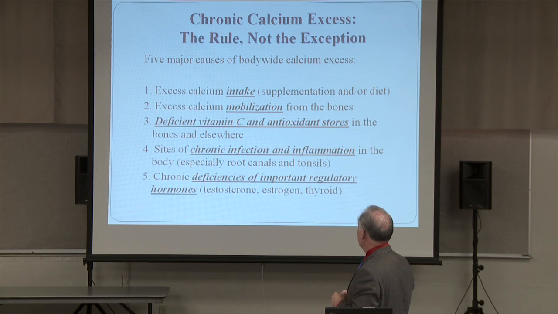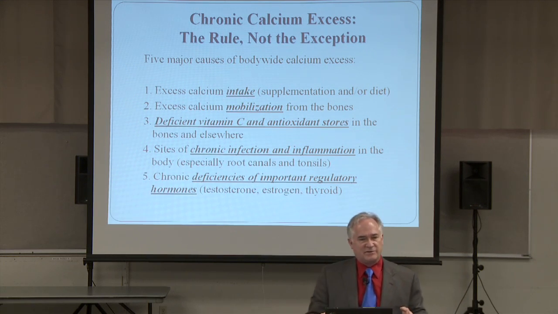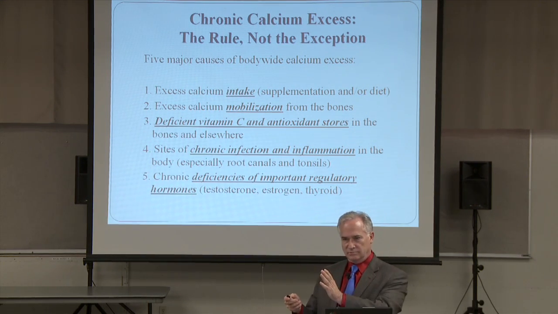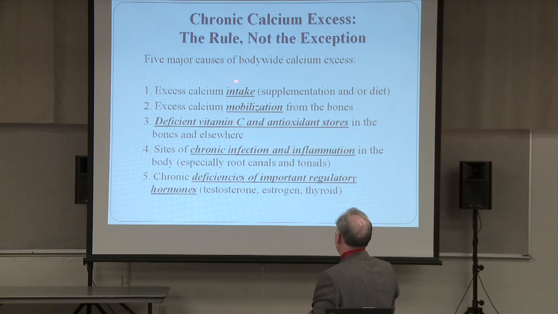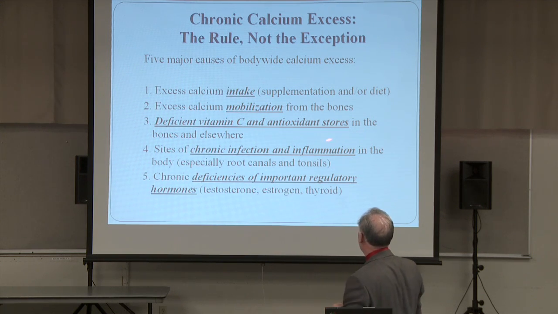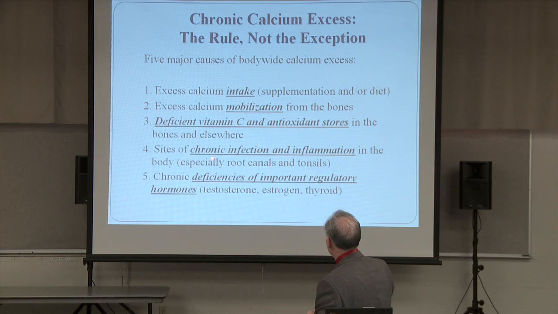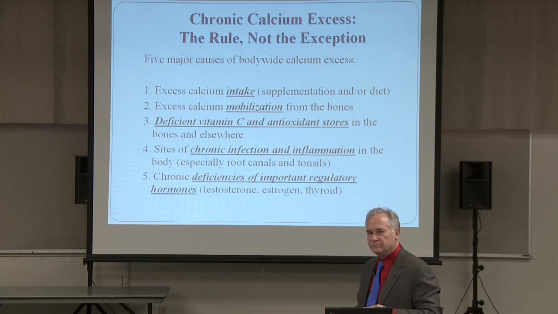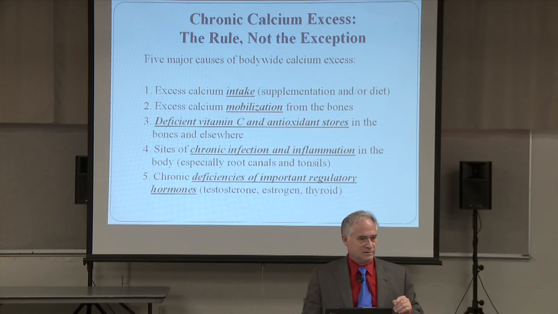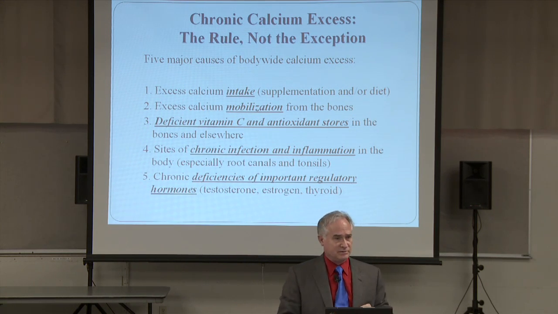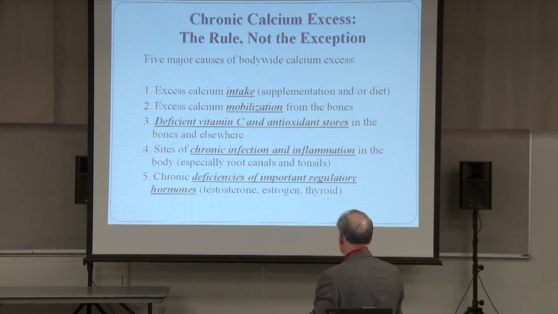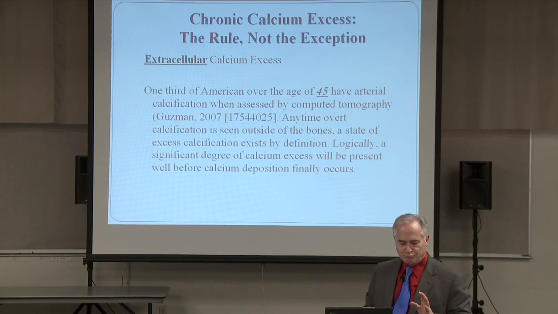Okay, so the 5 main causes of body-wide calcium excess, which I'm saying all of us have, and those that have osteoporosis have even greater calcium body-wide excesses than those that don't, because they've been releasing it into their body for years. Excess calcium intake, okay. Excess calcium mobilization. Deficient vitamin C and antioxidant stores. And then 2 additional biggies. Sites of chronic infection and inflammation, especially root canals, and the tonsils that drain those root canals, and chronic deficiencies of important regulatory hormones. I'll give you a little more info on these in a moment. Now, a few more tidbits.